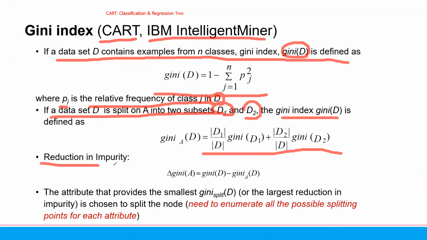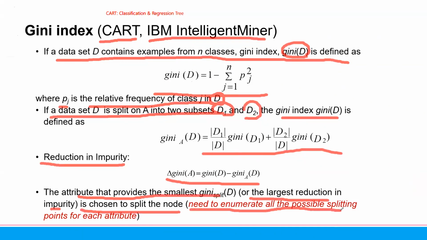And we want to see the reduction in the impurity. We will check how we can get this one. So the attribute that provides the smallest Gini or the largest reduction in impurity is chosen to split. So it needs to enumerate all possible splitting points for its attributes.